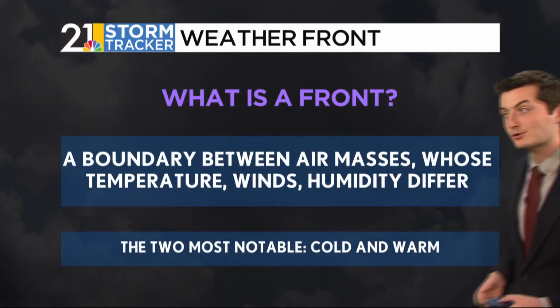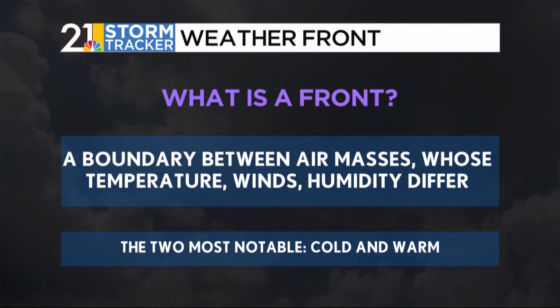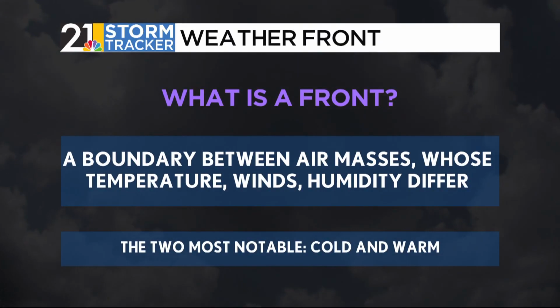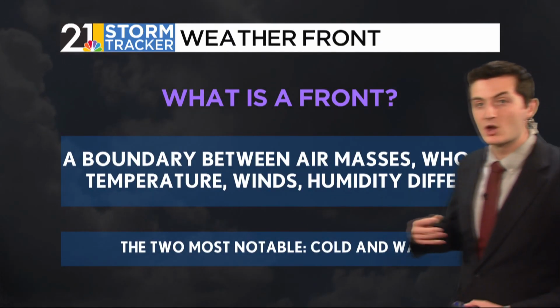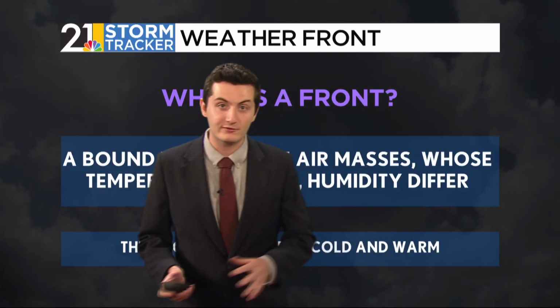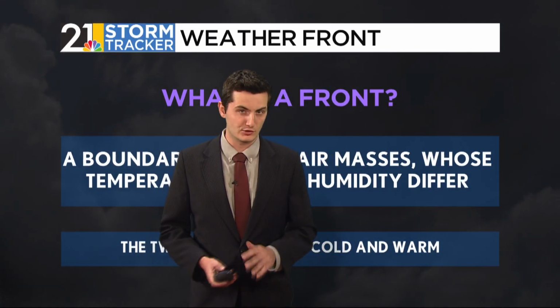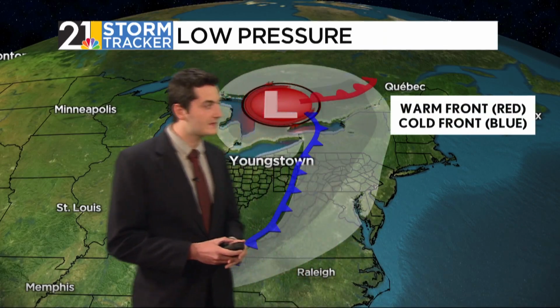Fronts are actually boundaries of air masses between one and another, and their characteristics can differ. Temperatures, winds, and humidity can all be different on one side of a front and another. Two of these fronts that we really know and are in our area are a warm front and a cold front. So let's break these two fronts down.